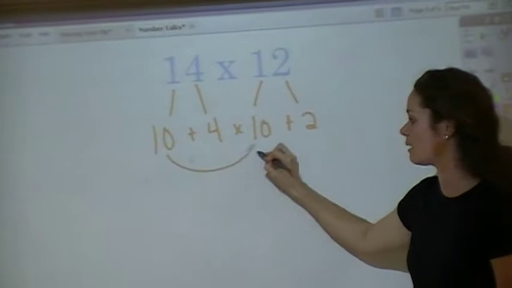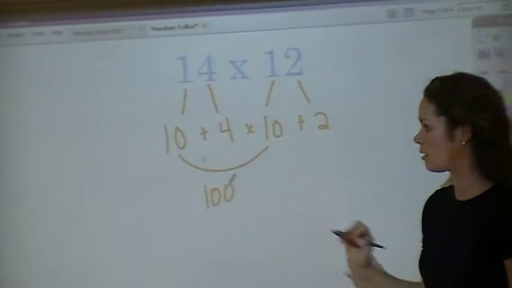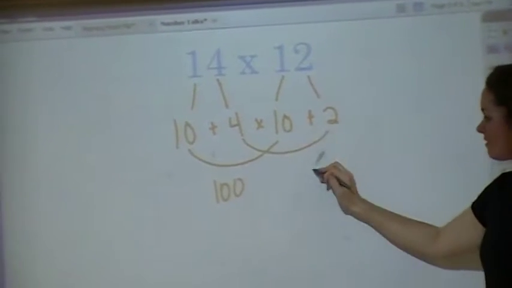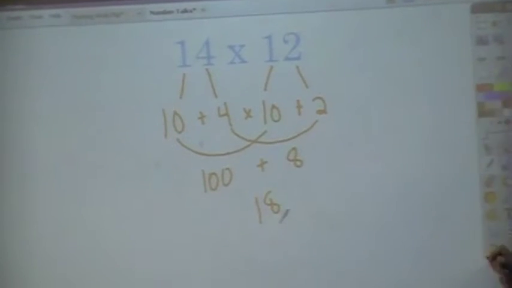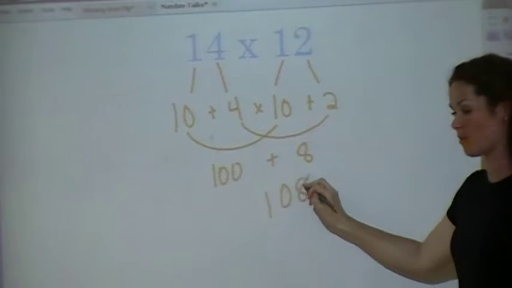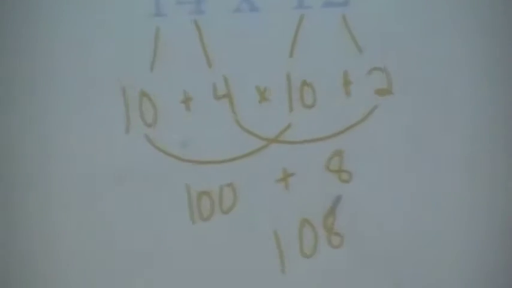Okay, so you did 10 times 10 and you got 100. And then I did 4 times 2, which is 8. Yeah, and then I added them together because I forgot you had to do the other. And you got 108. That's where the 108 came from. So what did you forget to do? Let's do it correctly.